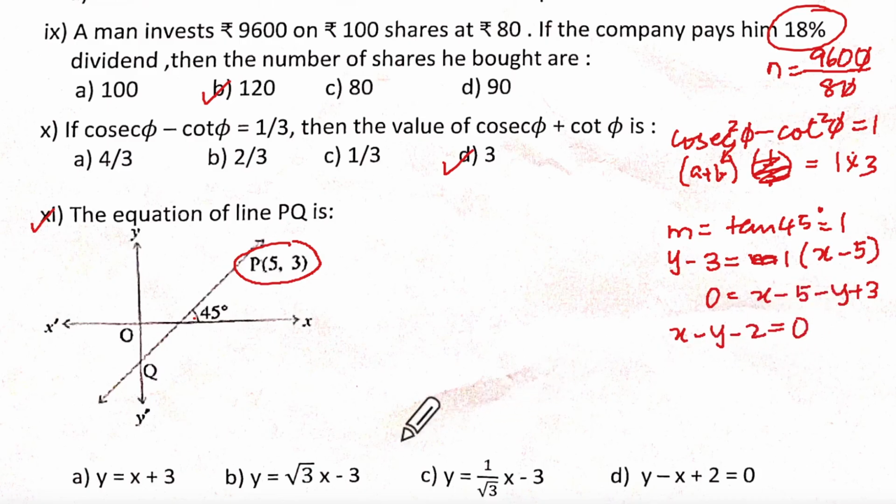Where is it? Not this, not this, not this. Ye kya hai? They have taken all the opposite signs. Can you see that? This is plus, this is minus, and this is plus. So this and this are the same thing. So option is D.